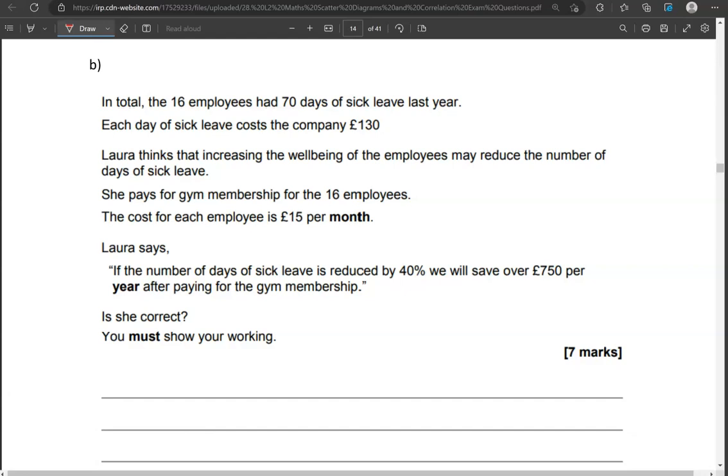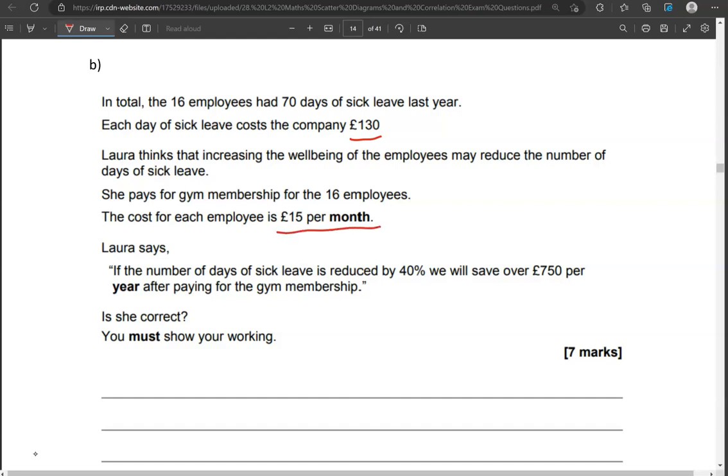In total, the 16 employees had 70 days of sick leave last year. Each day of sick leave cost the company £130. Laura thinks that increasing the well-being of the employees may reduce the number of days of sick leave. She pays for gym membership for the 16 employees. The cost for each employee is £15 per month.